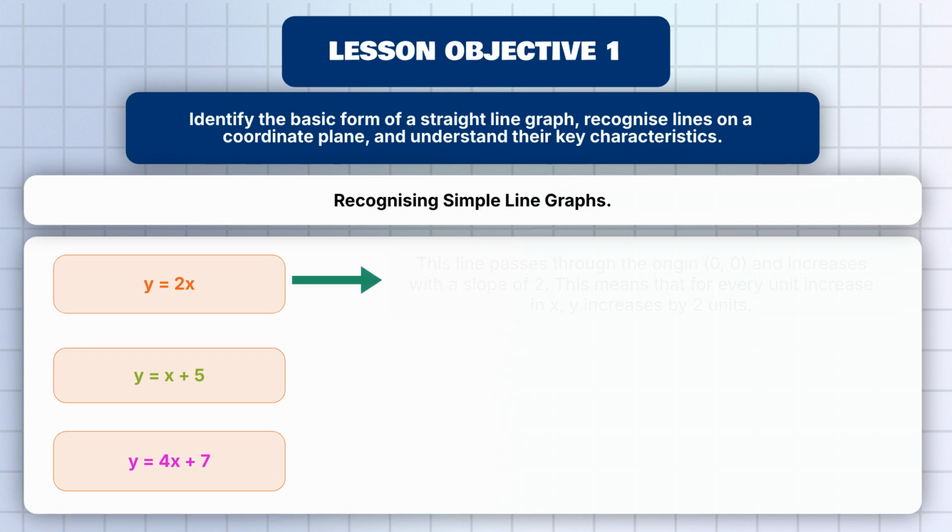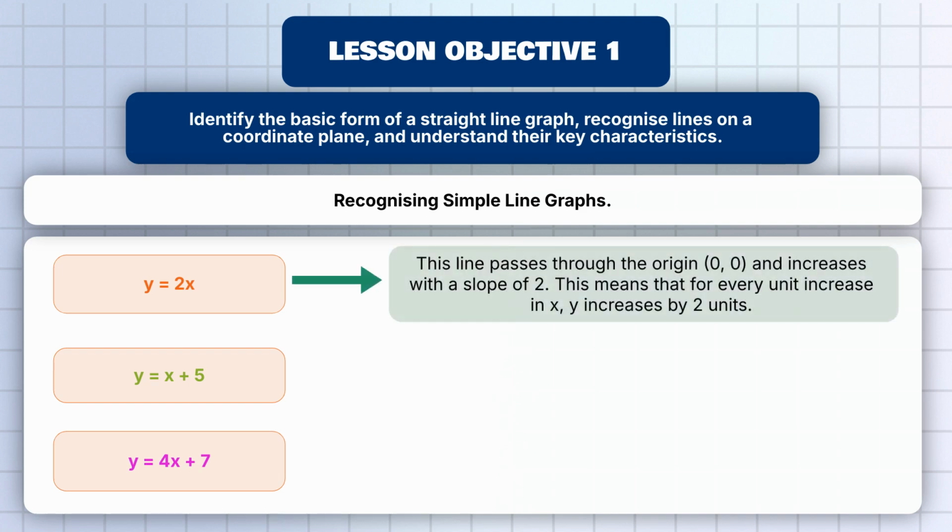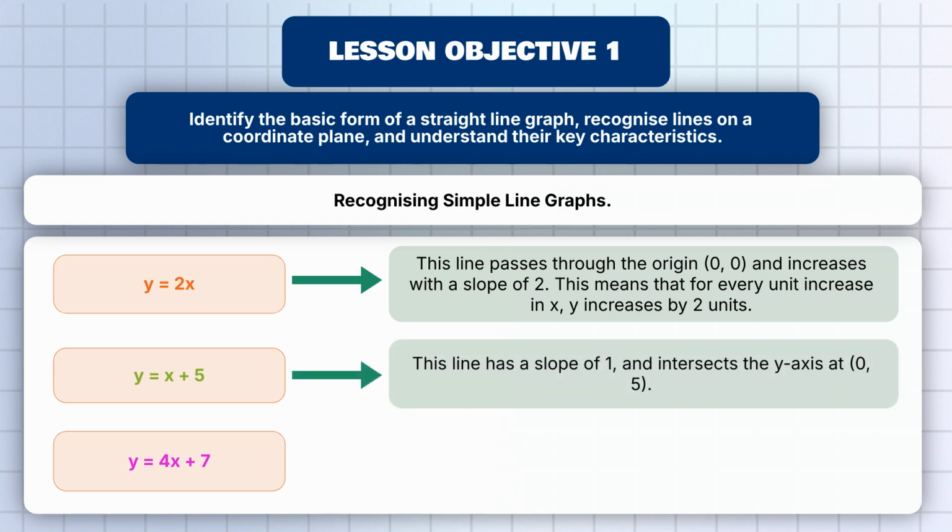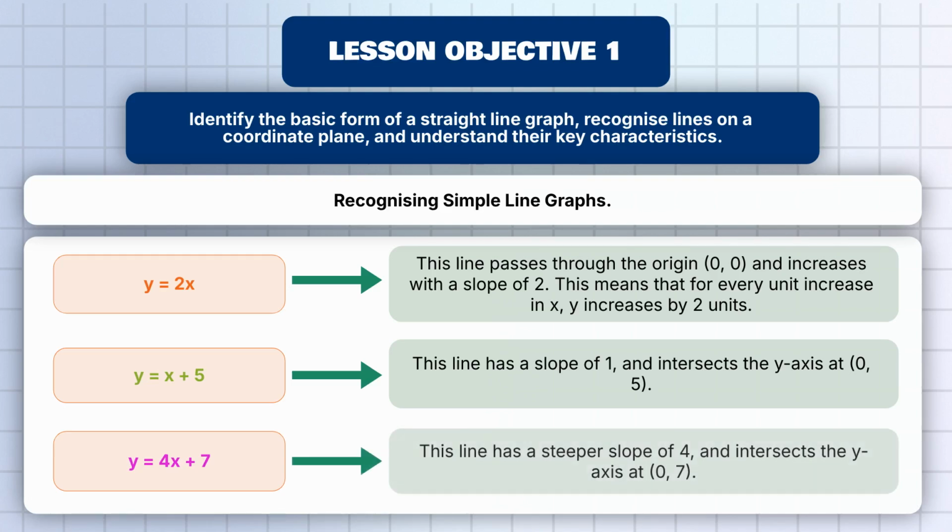The line y is equal to 2x passes through the origin, 0, 0, and increases with a slope of 2. This means that for every unit increase in x, y increases by 2 units. The line y is equal to x plus 5 has a slope of 1 and intersects the y-axis at 0, 5. The line y is equal to 4x plus 7 has a steeper slope of 4 and intersects the y-axis at 0, 7.